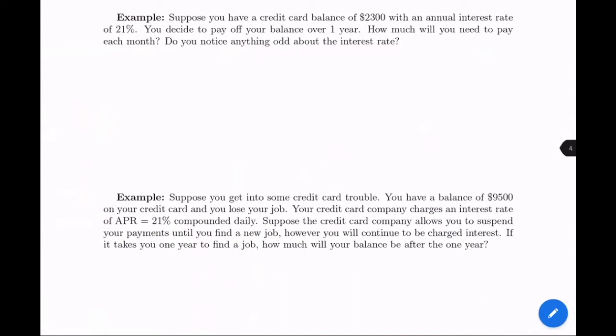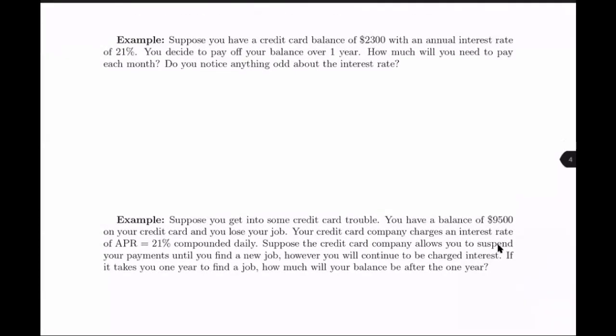The next one reads, you have a credit card balance of $2,300 with an annual interest rate of 21%. You decide to pay your balance off in 1 year. How much will you need to pay each month? And did you notice anything odd about that interest rate? So let's go ahead and practice again, plugging this into the formula.